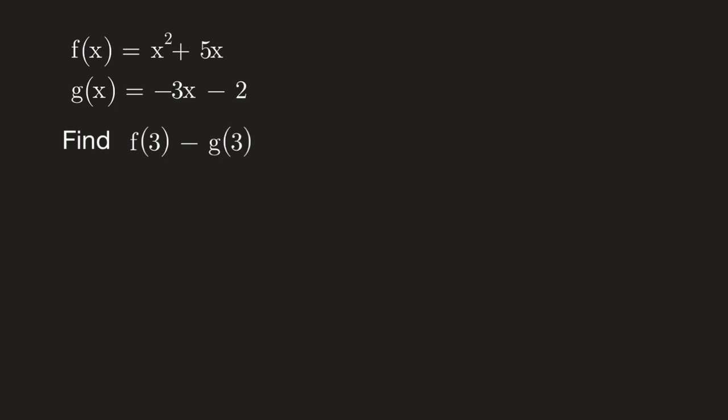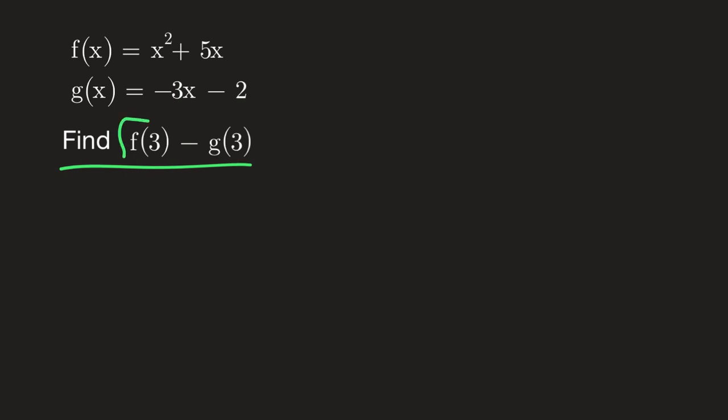Now, if you notice, down here with the find part, this looks a little bit different than the previous example. This one is basically saying, go to the f function and evaluate that for 3 and get an answer. Go to the g function, evaluate that one for a value of 3 and get an answer, and then I want you to subtract the two results. So that's basically what's going on with this one.